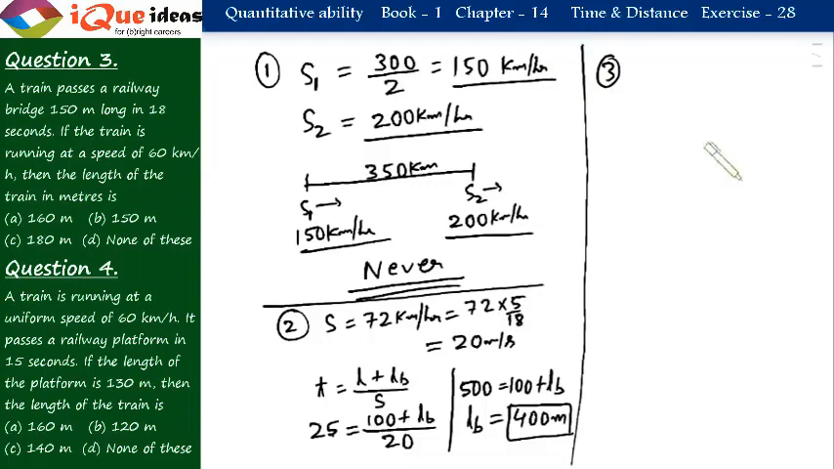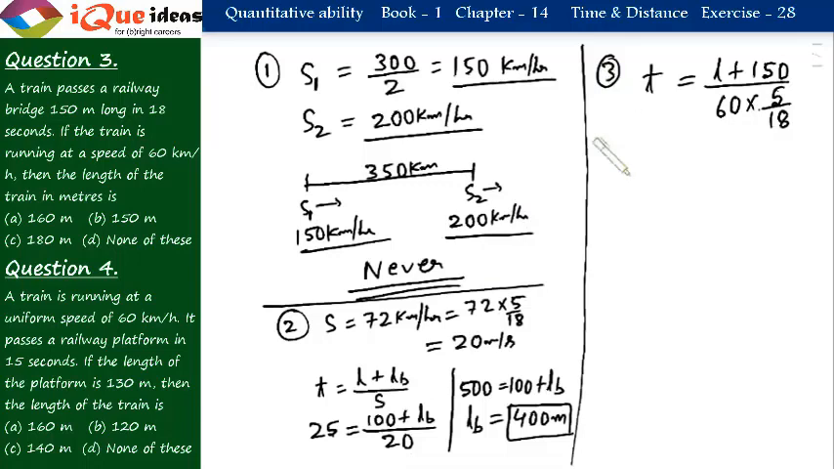Now let's take question number 3. A train passes a railway bridge 150 meter long in 18 seconds. If the train is running at a speed 60 kilometers per hour, then the length of the train in meters is. Alright. So we can straight away say that time taken is equal to length of the train plus length of the bridge divided by the speed of the train. Now speed of the train is given in terms of kilometers per hour, so we have to convert in meter per second. So multiply by 5 by 18.